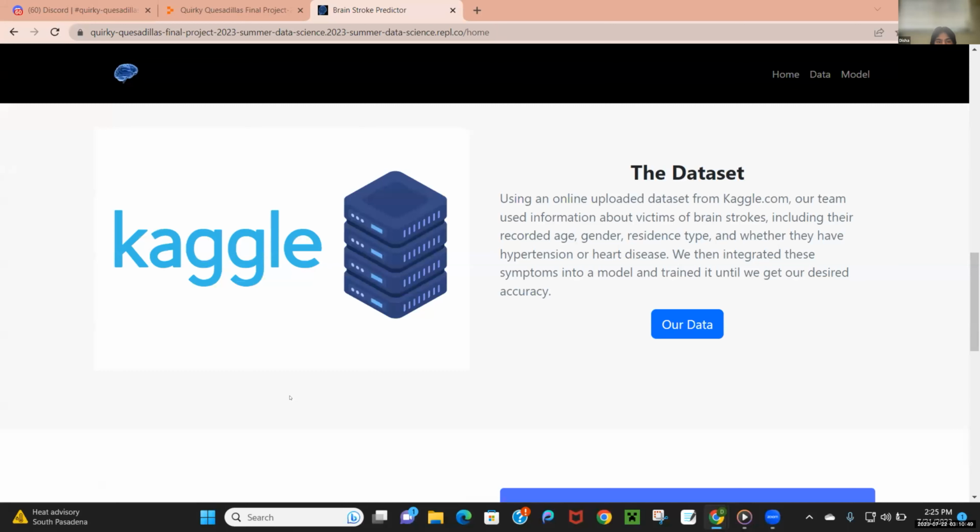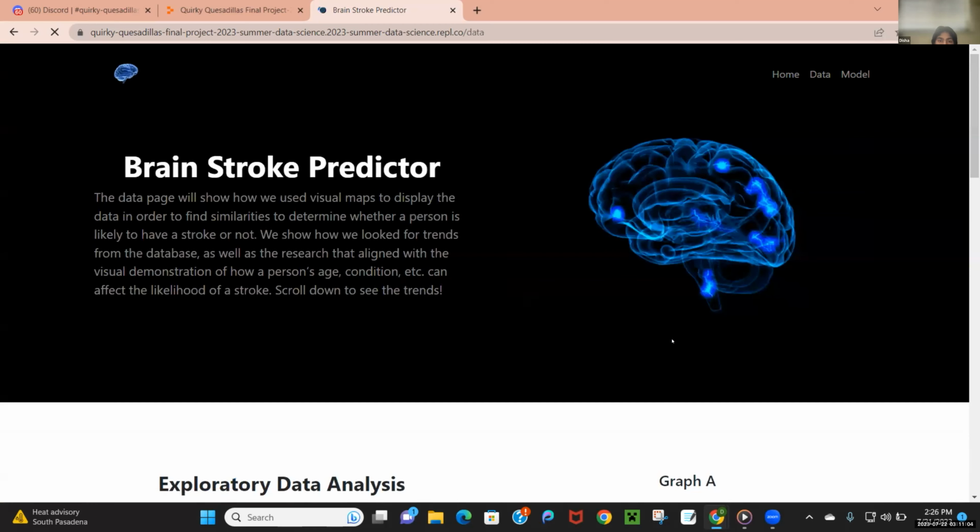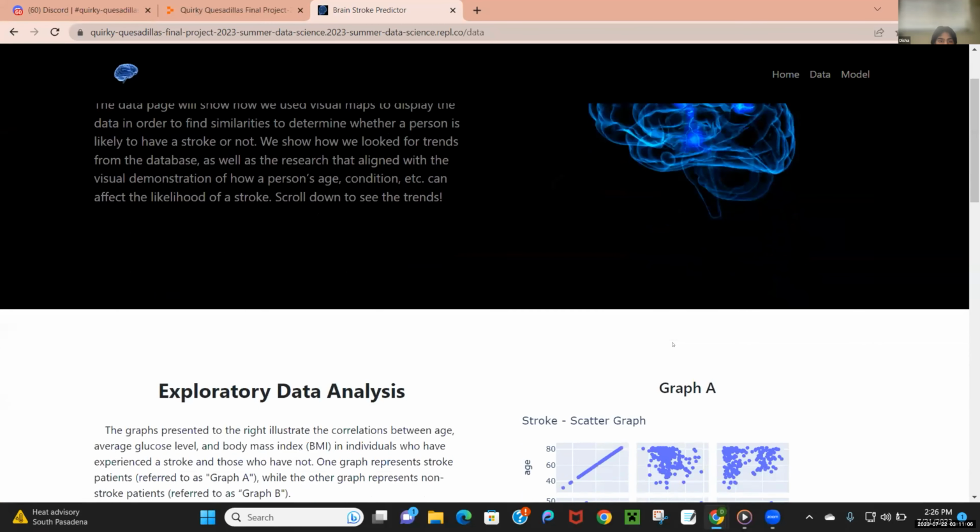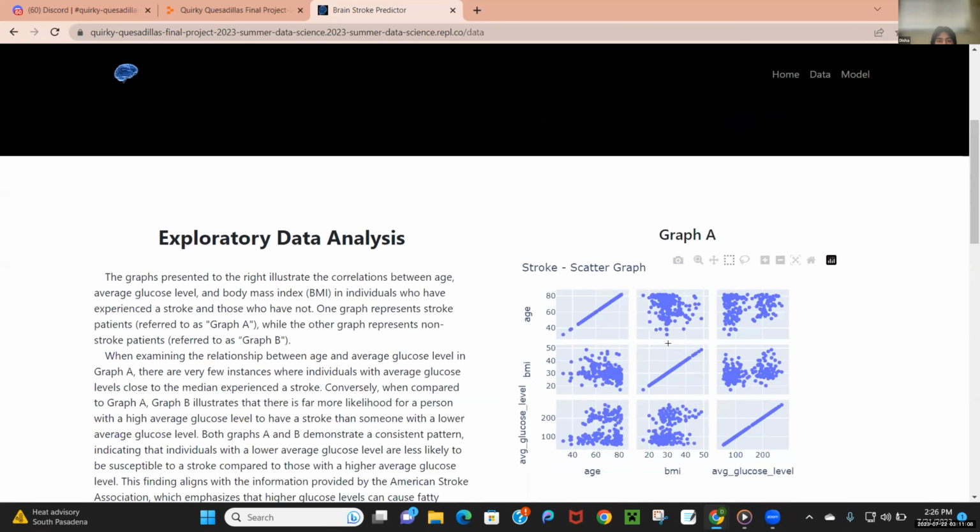So this data page presents the use of visual maps to identify similarities and determine stroke likelihood. The page showcases trends found in the database related to condition, age, and other factors impacting stroke risk. As you scroll down the page, you're able to view more insights and trends. Now let's take a look at the EDA.